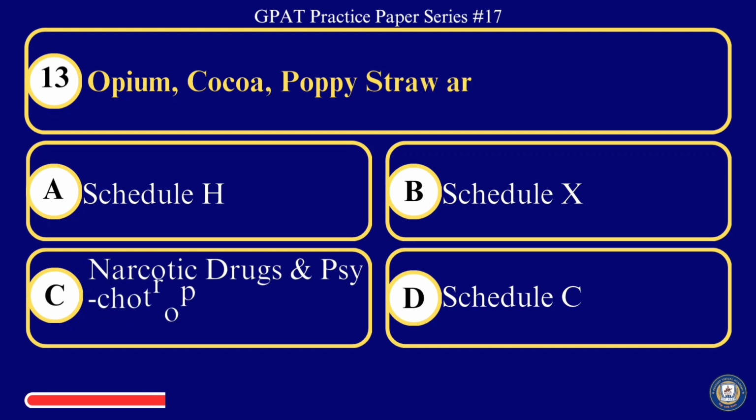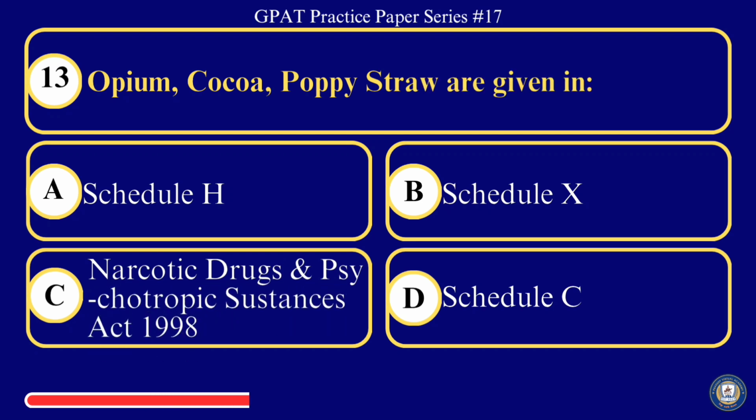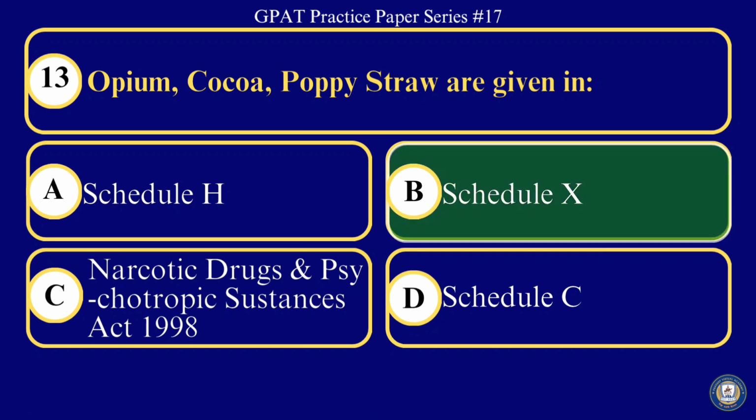Question number 13. Opium, coca, poppy straw are given in, your options are A. Schedule H, B. Schedule X, C. Narcotic Drugs and Psychotropic Substances Act 1998, and D. Schedule C. And the correct answer is option B. Schedule X.